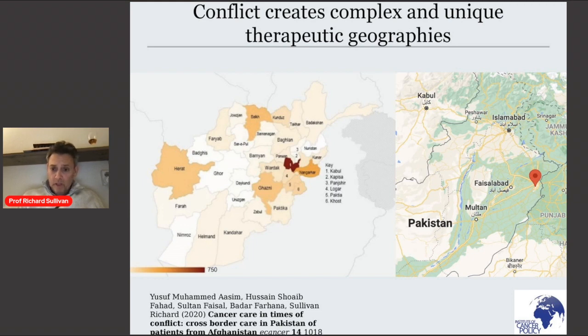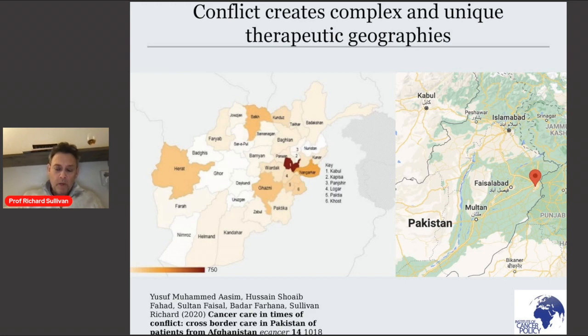Asim Yosef, a good colleague and friend from Pakistan, has done some absolutely remarkable studies looking at the pathways that Afghan refugees take to actually access cancer care in Pakistan. And on that map on the left, the darker the color, the more patients are moving from those particular regions into Pakistan to his center to access care. And what you can see there is very large numbers coming from places like Herat, Ghazni, even down in the Pashto heartlands in Kandahar and Helmand.